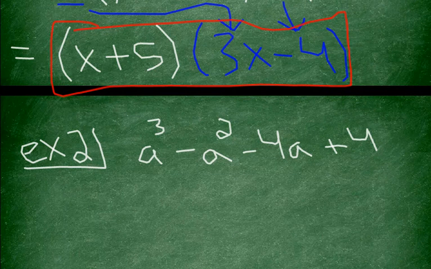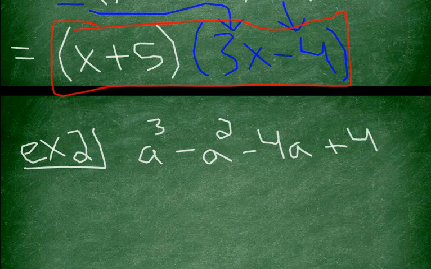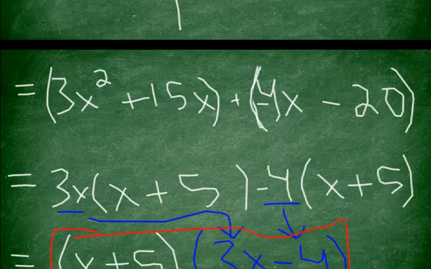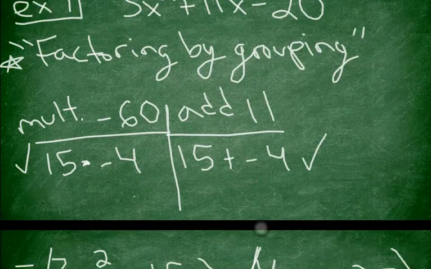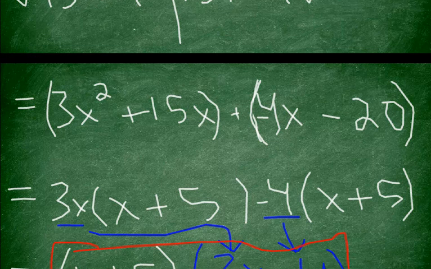Okay, so first of all, what do you notice right away? I have 4 terms, right? We haven't done one like that. If you see a factoring problem that has 4 terms, there's a 99% chance that you are going to use factoring by grouping. Okay, so now if you go back to this problem, at what step did I have 4 terms?